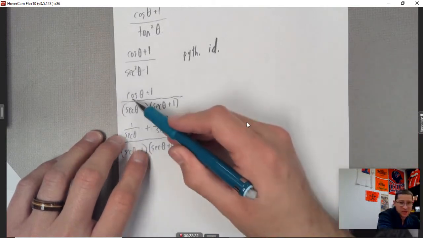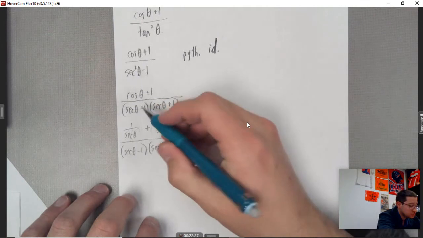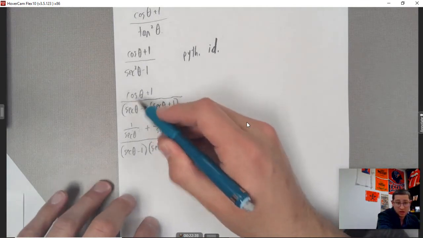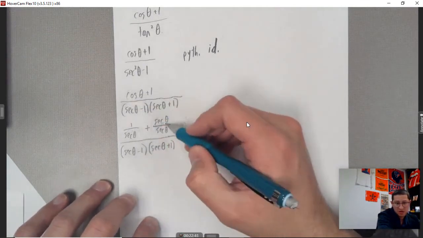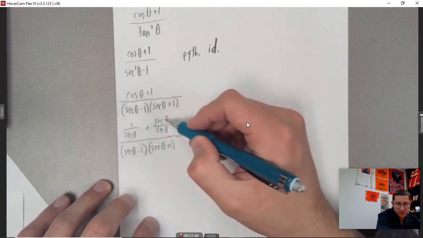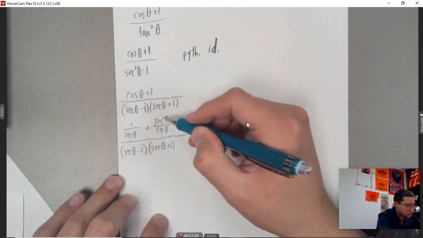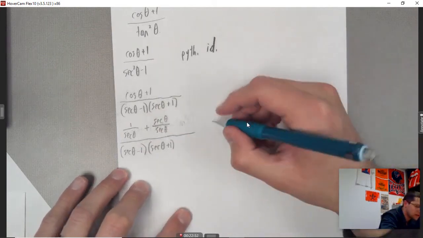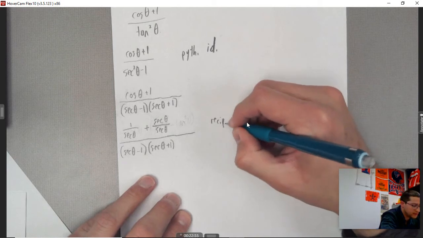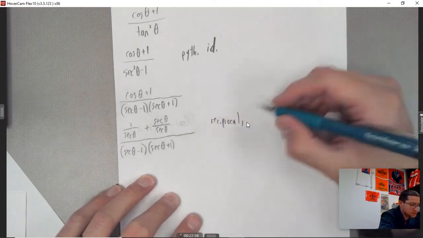So what I notice is I've got cosine of theta plus 1 on the top. So I want some secants. Well, let's introduce some secants, right? We know that cosine of theta is 1 over secant. And then in order to actually add these, we've got to change this to secant of theta over secant of theta. So that 1 here is this 1 right here. All right, so what we did is we did reciprocal identities, and we did common denominator as well.